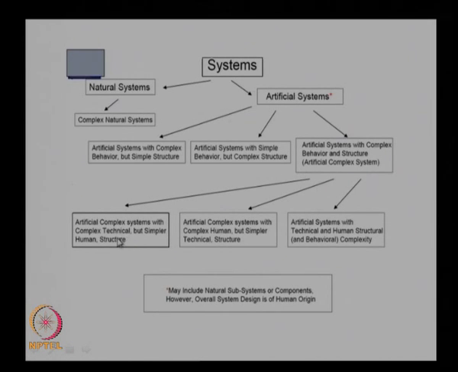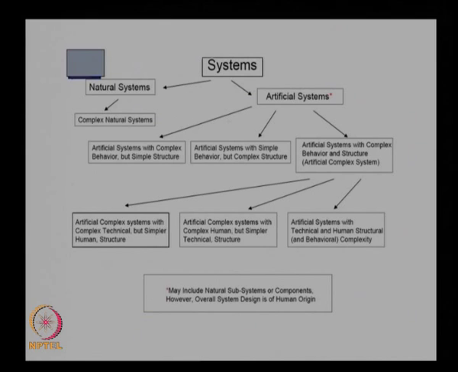But then we have systems with human intervention or human behavior, like an artificial complex system with complex technical but simpler human structure. Then we have an artificial complex system with complex human but simpler technical structure, and an artificial system with technical and human structural complexity. So depending on the system type, we can classify them as to whether they are complex in human behavior or complex in technology or technical behavior.